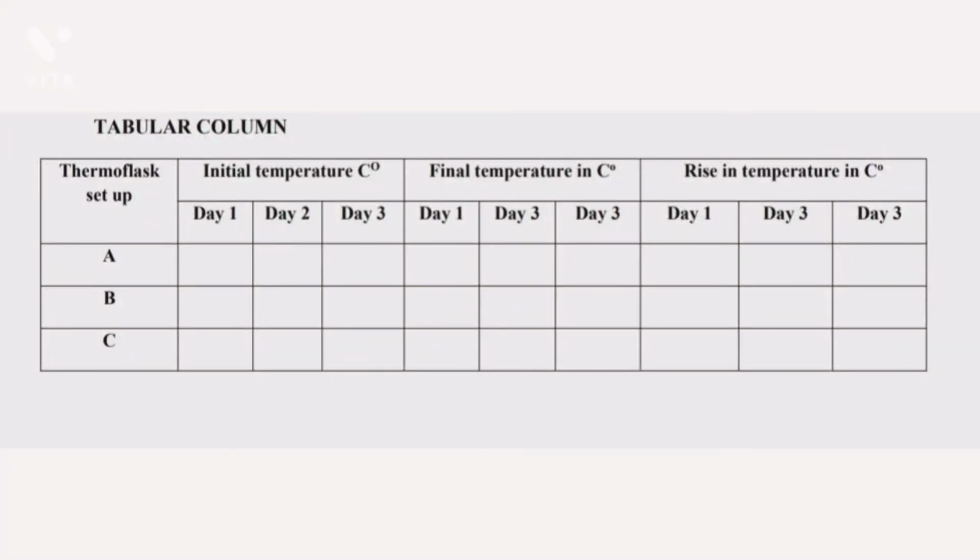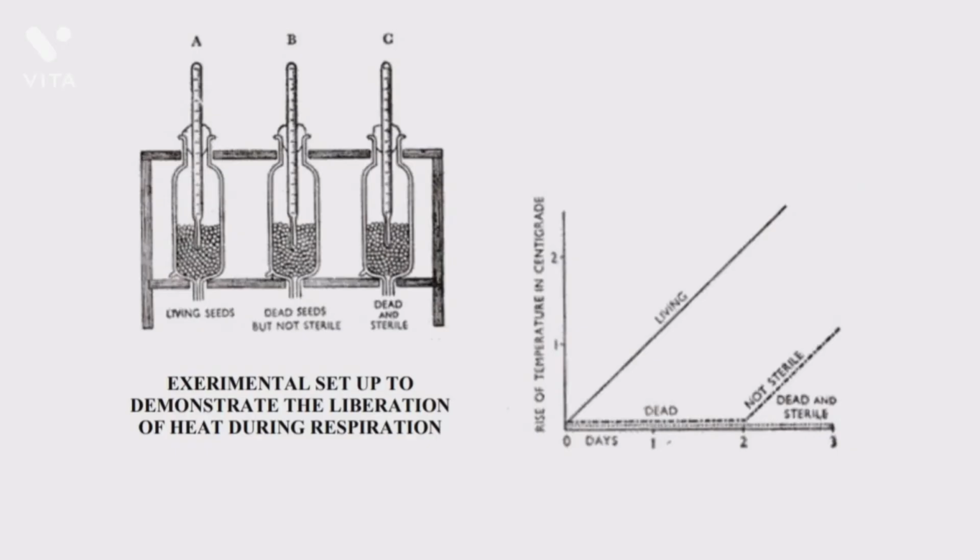Tabulate your observations in the tabular column and plot a graph. The graph is plotted with number of days on the x-axis and the rise in temperature in centigrade on the y-axis, and the graph will come as shown in the figures. The results are tabulated and the graph is plotted.